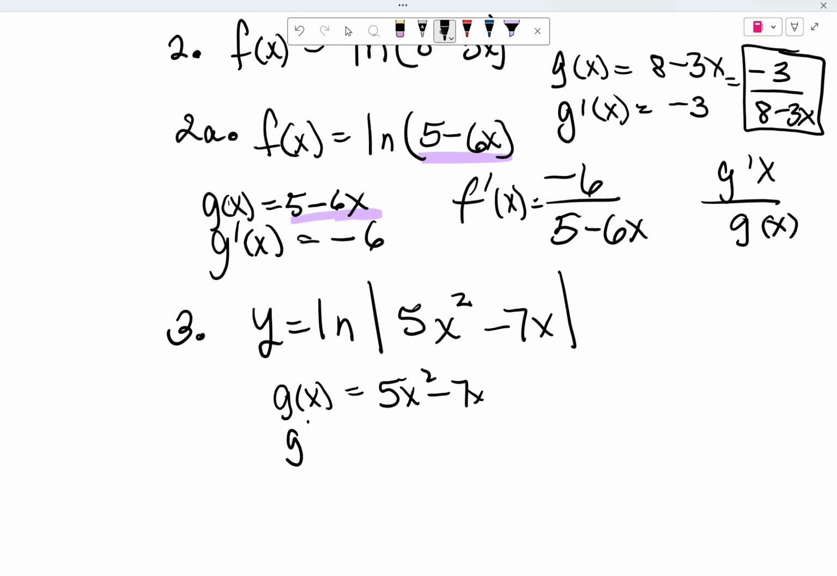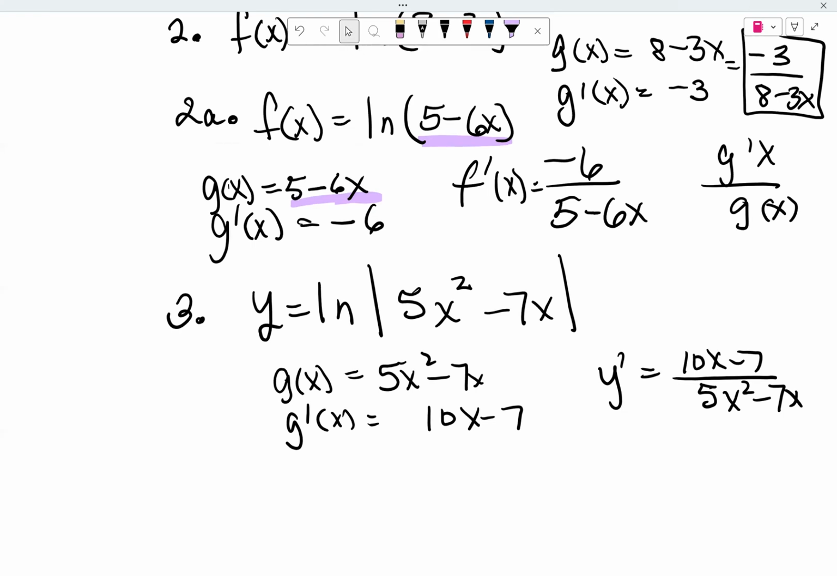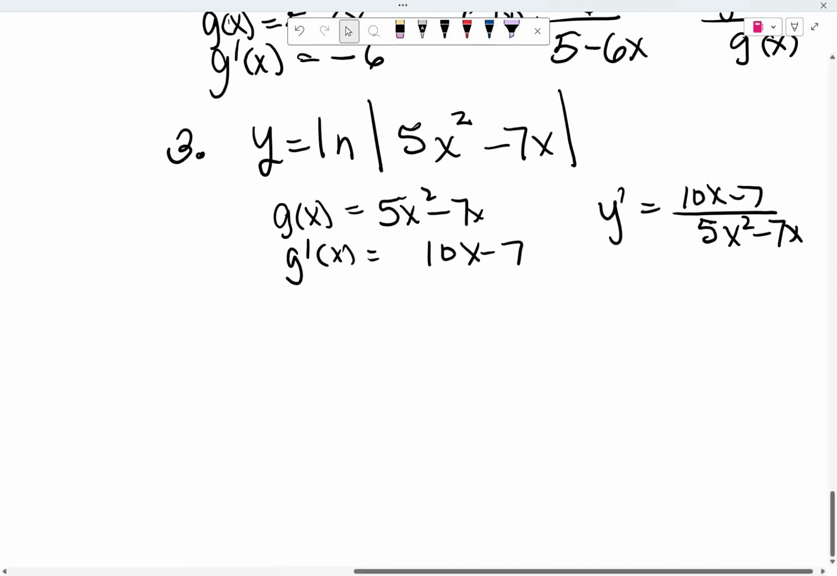Using differentiation, what is the first derivative? 10x minus 7. So our first derivative for our equation is 10x minus 7 over 5x squared minus 7x. Not too bad, right? Are you feeling this?